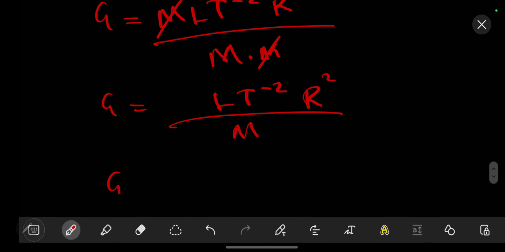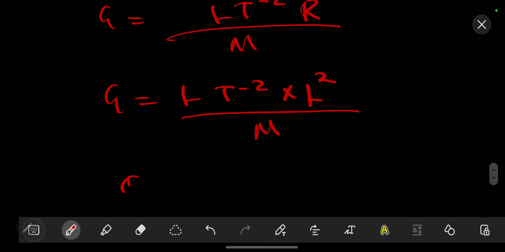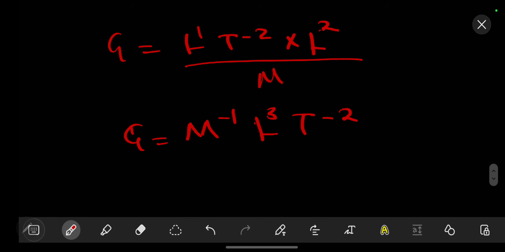Now our g value should be equal to, we have LT raised to the power negative 2 times the radius, which is length to the power of 2. Then we divide this over the mass, because the radius is a unit of length. So we have g equal to, bringing the m up, m to the power negative 1. Then we have L squared times this L, it will be 1 plus 2, which will be 3. Then we have T raised to the power negative 2.